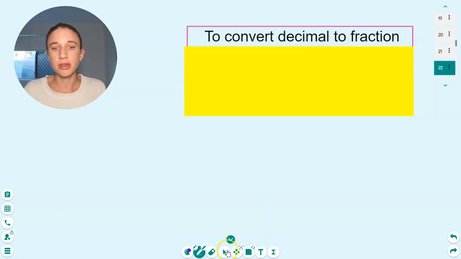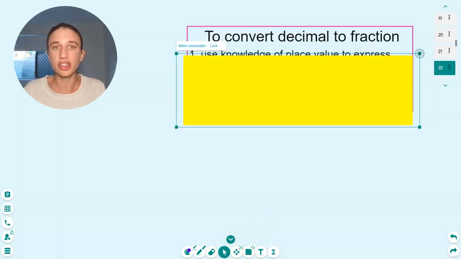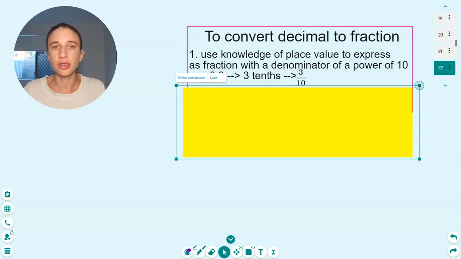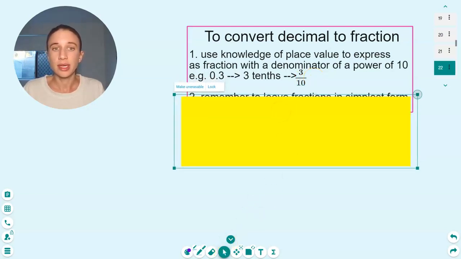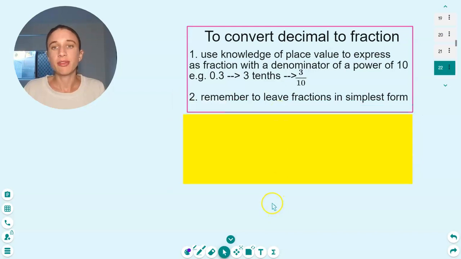This is the process we're going to follow to convert a decimal to a fraction. First, we use our knowledge of place value to express it as a fraction with a denominator of a power of 10. If we start with the decimal 0.3, we see that 3 is in the tenths column, so that's 3/10, which means 3 out of 10. Then we've got it as a fraction. What is the next step? Remember to leave fractions in simplest form.